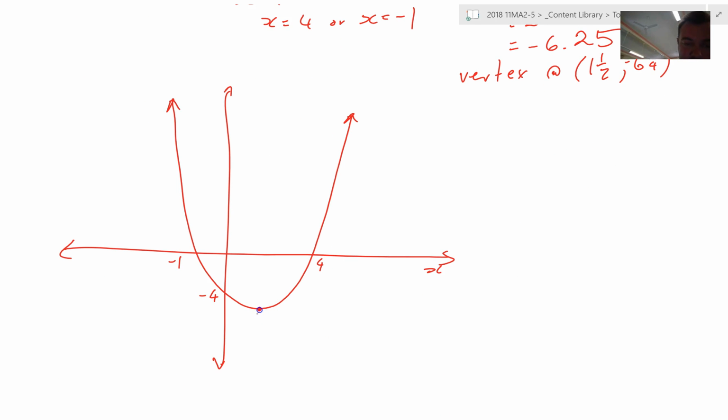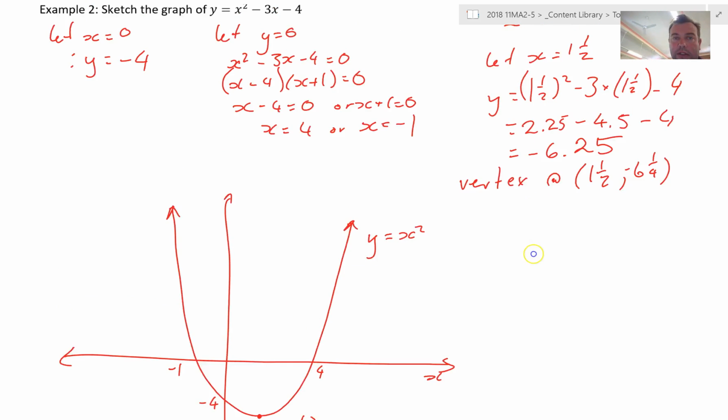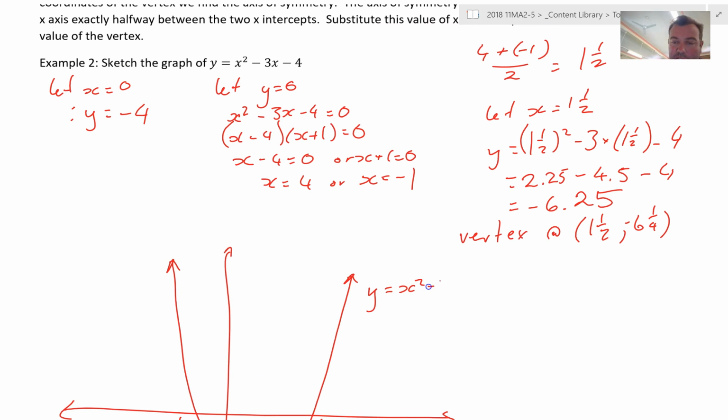And the vertex here is at 1.5, negative 6 and a quarter. Look at that, a beautiful sketch of y equals x squared minus 3x minus 4. That's how you do it. Okay, see you in class.